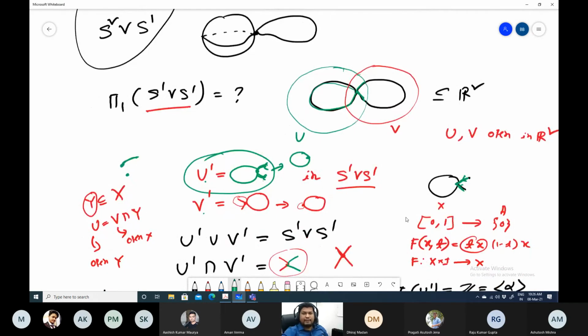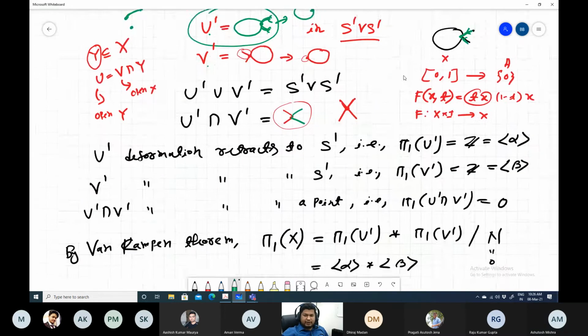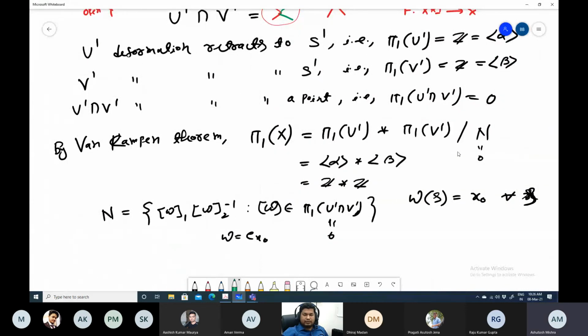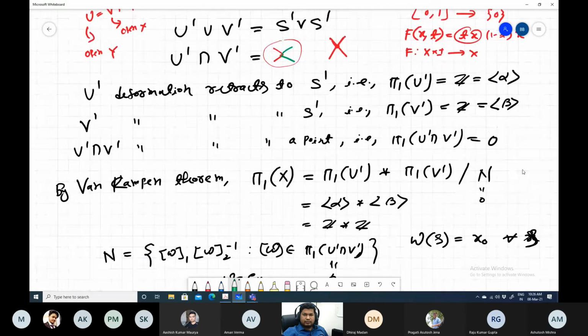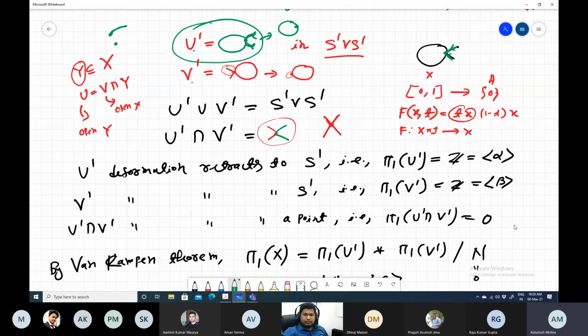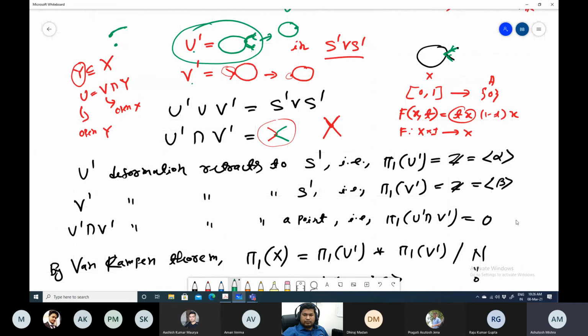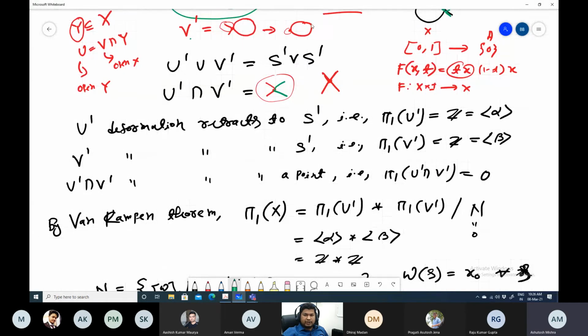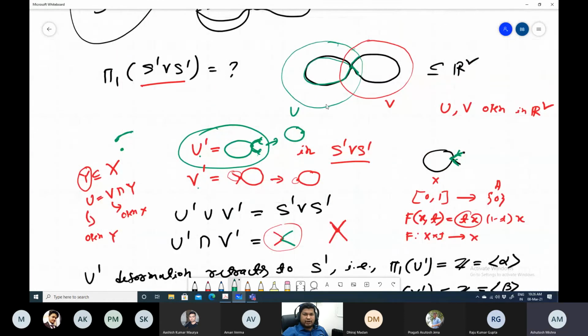This one. Yes, sir. Okay. Now this part is clear, and this part is also clear. The last part: I am not getting the notation, like we have written S' ∨ S'. What is the notation? Is it cross? Oh, this one, that wedge. No, that is just a wedge product.